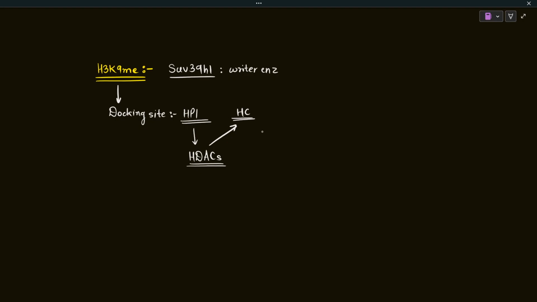So this is the whole mechanism, the whole flow of the process. We learned about this in the last lecture. This is how H3K9 methylation is a repressive mark. But this whole mechanism happens at the region known as the pericentromeric region, the region near the centromeres.